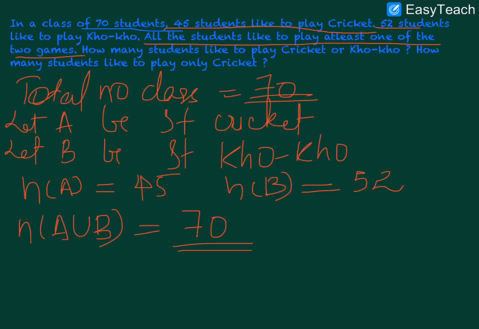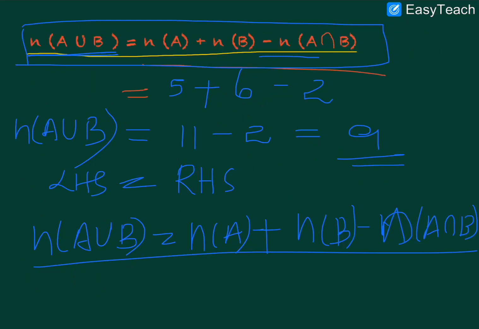So what is the next? How many students like to play only cricket? For that, the number of students who like to play cricket is 45. Among these 45, some will be liking both coco and cricket. That means they will be liking coco also. So we have to first find the number of students who like to play cricket alone, that is our question, who like to play only cricket, and for that we have to find the number of students who like to play both coco and cricket, that is n of A intersection B. So first we have to find it.